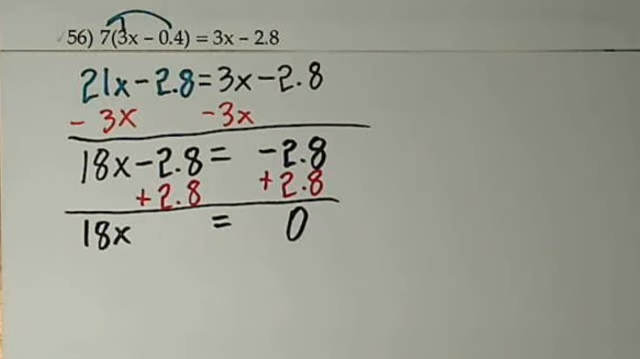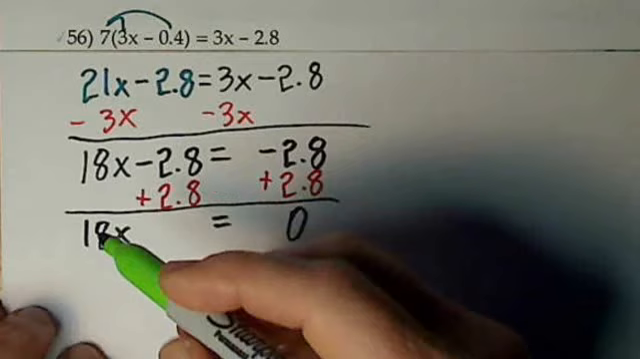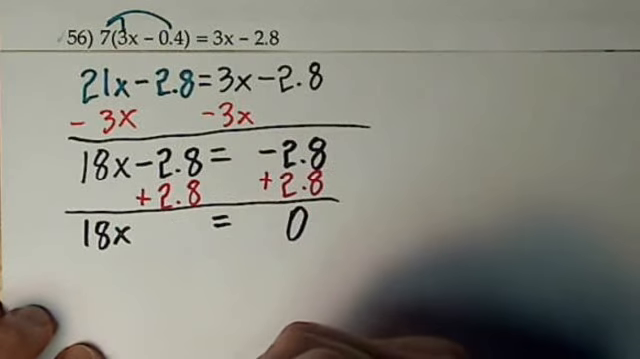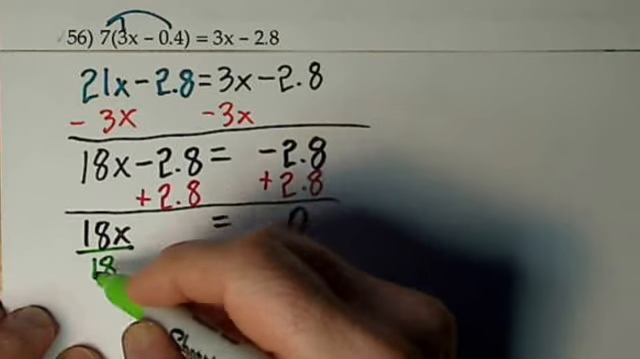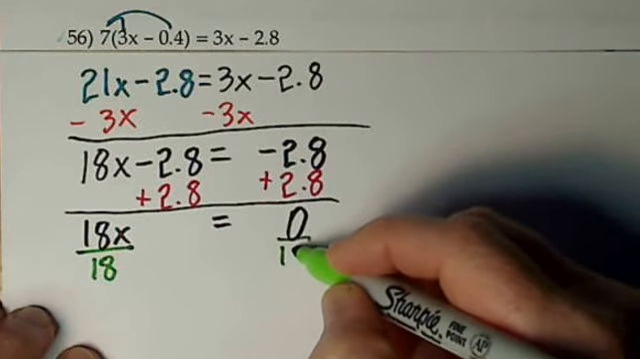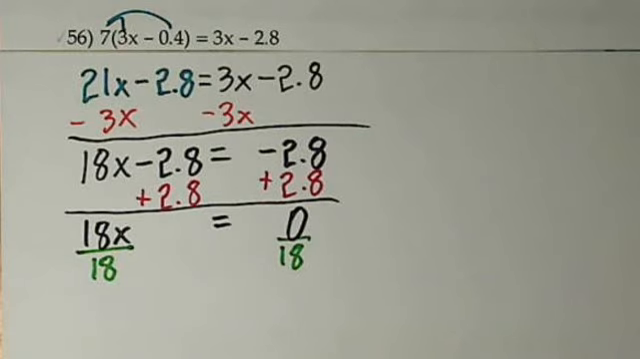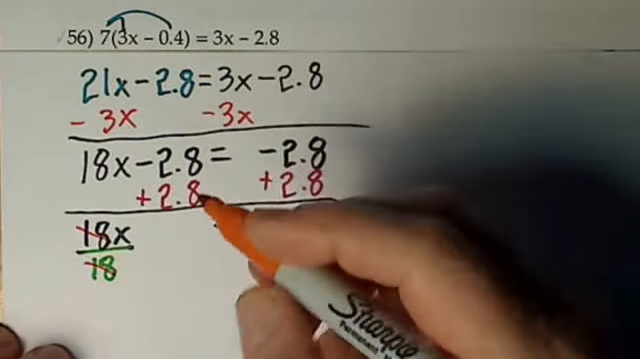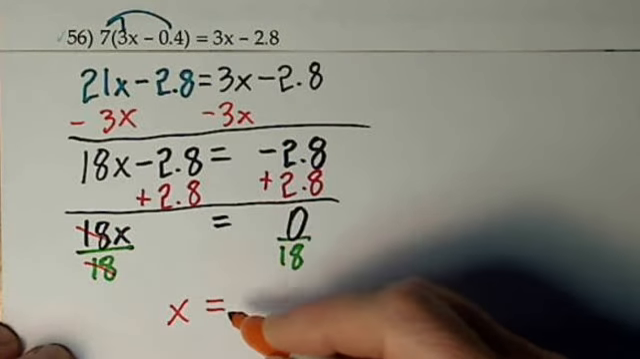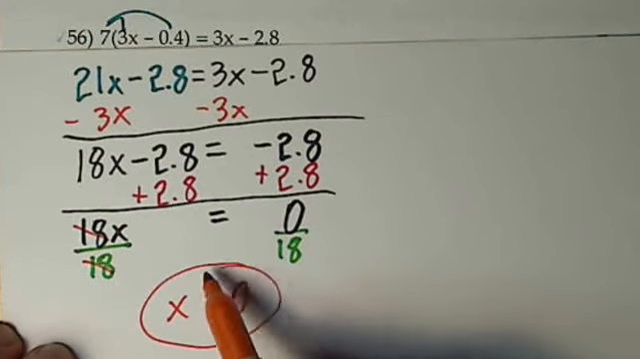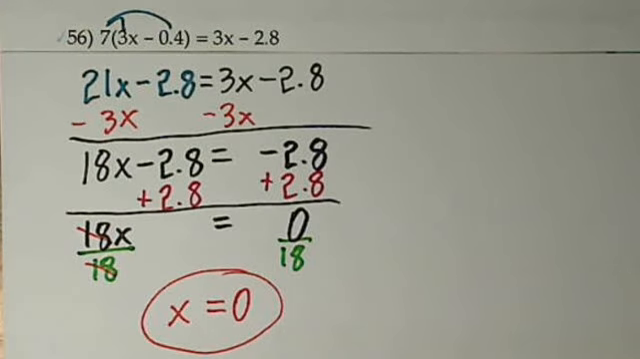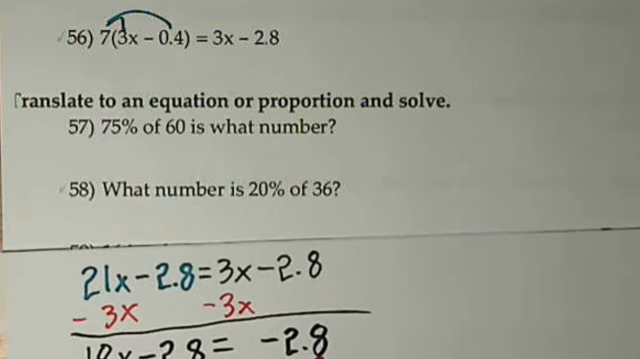All right, I still want to get x all by itself. I want to get rid of the 18. It's held by multiplication. The opposite operation is division. Divide by 18. You always have to do the same thing on each side of the equal sign. And 18 goes into 18 once, so I have x all by itself, and 0 divided by 18 is 0. So that's your answer. X is equal to 0. And let's see. That'll take care of it.